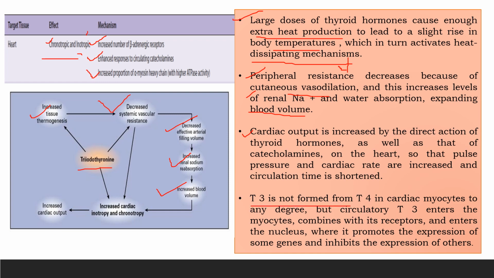Now with this T3, one point is important. This T3 is not formed from T4 in the cardiac myocytes. In the CNS we will see that the astrocytes have the ability to convert T4 to T3, but the cardiac myocytes cannot convert T4 to T3. So the T3 we are seeing here is totally circulatory T3 that enters the myocytes, combines with its receptors, enters the nucleus, and promotes the expression of some genes and inhibits the expression of other genes. So T3 will promote the activity of certain proteins and inhibit the activity of certain proteins. The increase in cardiac output and contractility has its mechanism in this process.